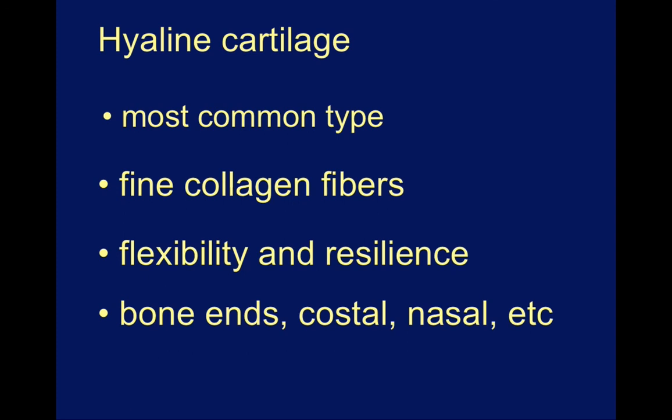Now, I mentioned on the last slide that we have hyaline cartilage, elastic cartilage, and fibrocartilage. Each type of cartilage offers us something different in terms of flexibility and resilience. Some types of cartilage offer us more flexibility, and other types of cartilage offer us more resilience. Hyaline cartilage is a nice middle ground in terms of flexibility and resilience. It offers us both flexibility and resilience due to the fine collagen fibers that make it up. Hyaline cartilage specifically can be found in the nose, making up the costal cartilages, and also in fact at the ends of our bones. Articular cartilage is a type of hyaline cartilage.